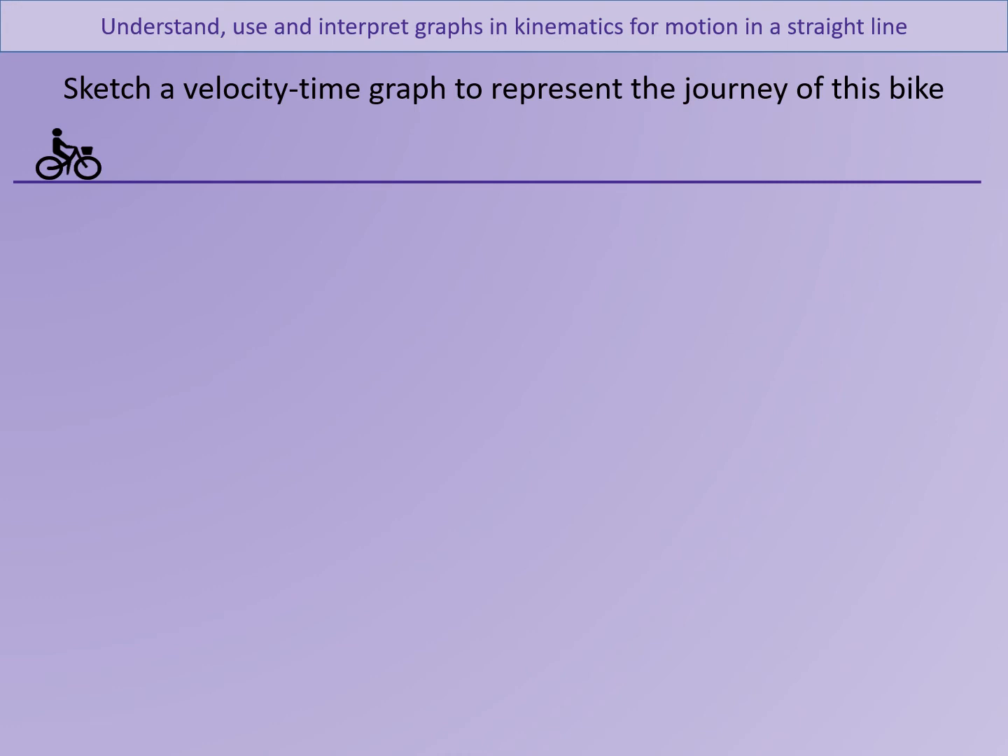We're now going to consider the journey of a bike and sketch its velocity time graph. So this time we're going to have time along the horizontal axis and the velocity along the vertical axis. Remembering that velocity is speed, which also takes into account direction, so it can be positive or negative. We're going to assume that travelling from left to right in this situation is positive and that going from right to left is negative. So consider this first journey.